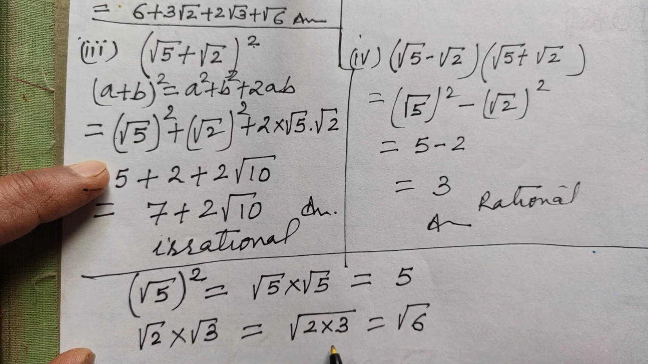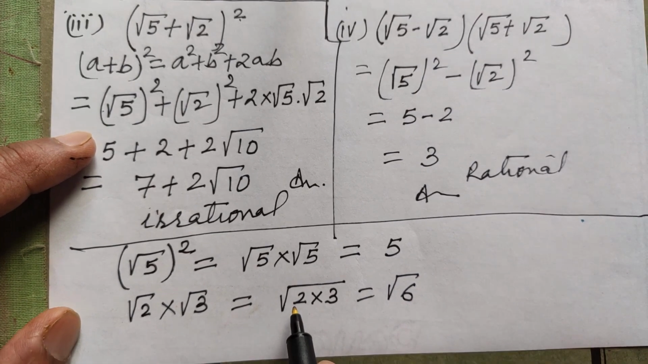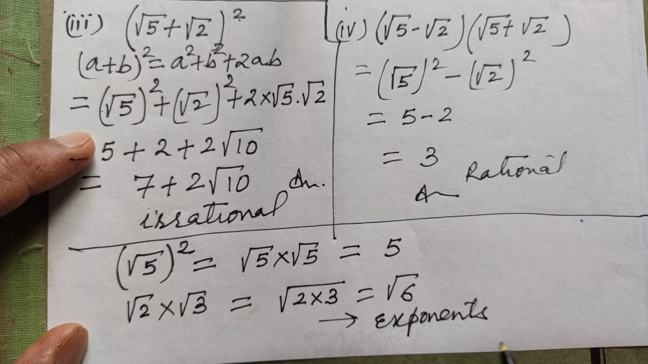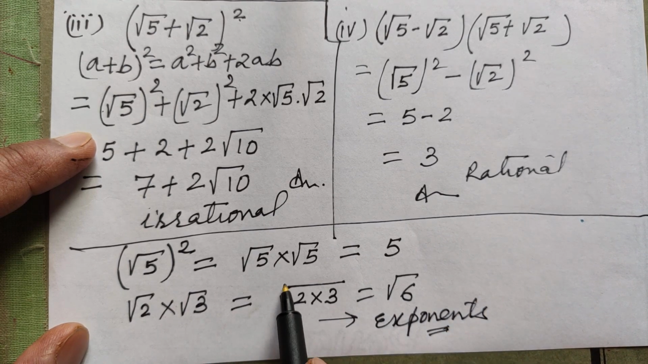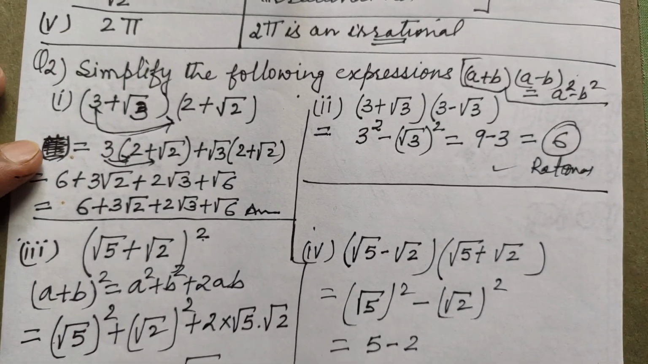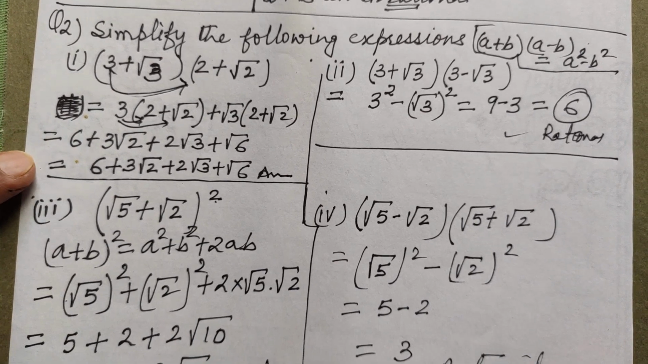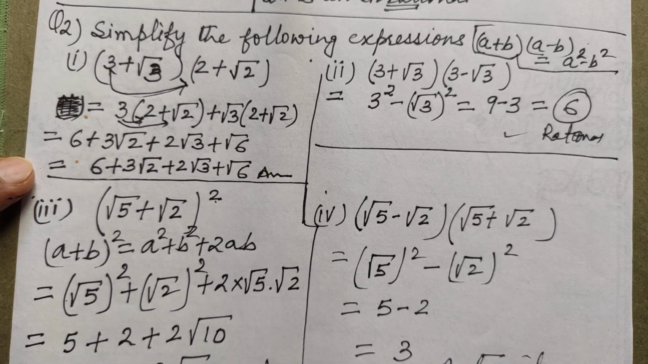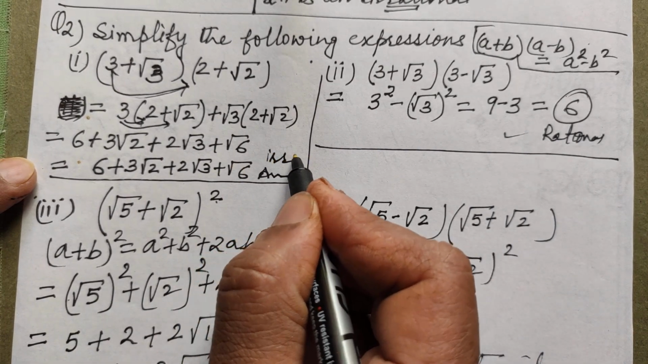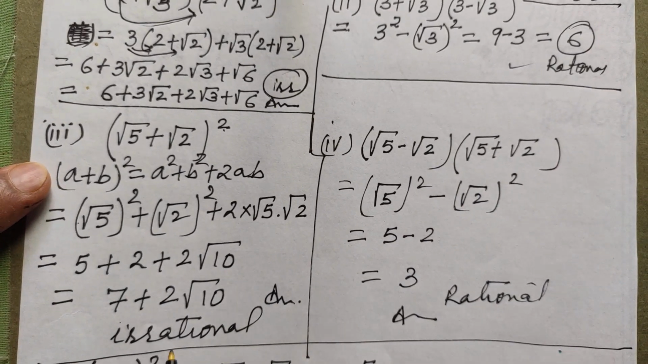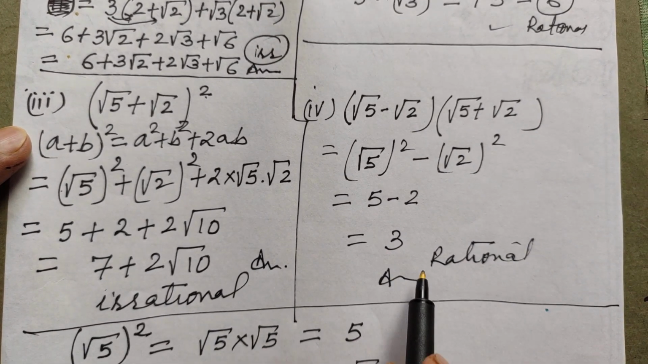How all this is happening, we shall be more clear when we will be learning in the next topic about the exponents and the laws of exponents. So till then you memorize these facts and apply in solving the questions. So in question number 2 we have solved how to simplify the given expressions, and when they are multiplied the answer can be an irrational number in the first case. In the second case it is rational, third case it is irrational, and the fourth case it is rational. Okay.